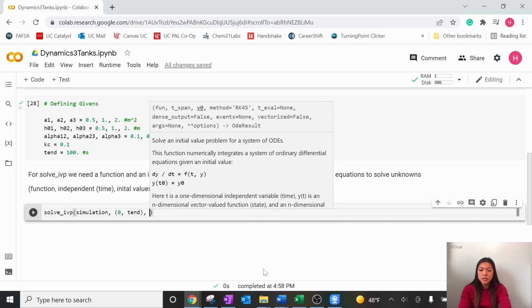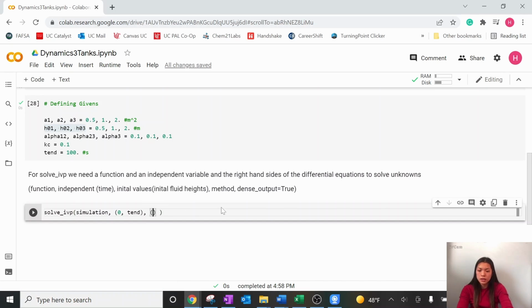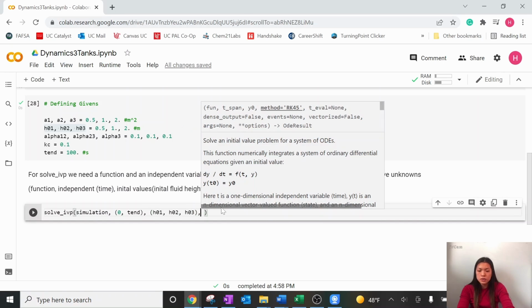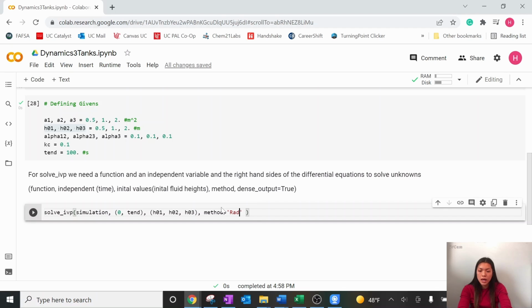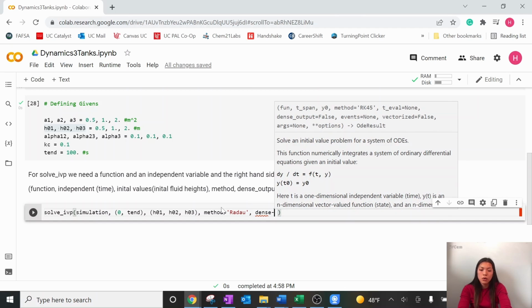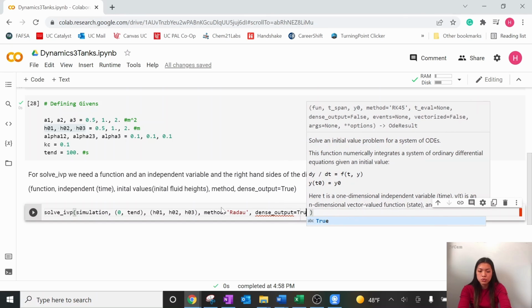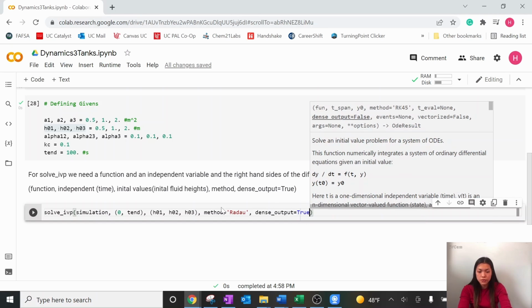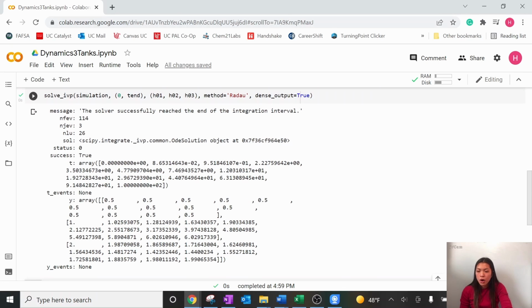And then we need to input the initial values, or the initial heights, which we have already defined up here. So we're just going to copy and paste it in to make sure we do it correctly. So that's going to be the initial values. We need to provide a method. The method is going to be RK45. And then we need to tell Python that it is going to be true for the dense output. So we're going to shift enter, and we are given all of these values.